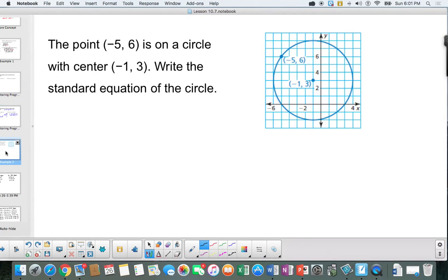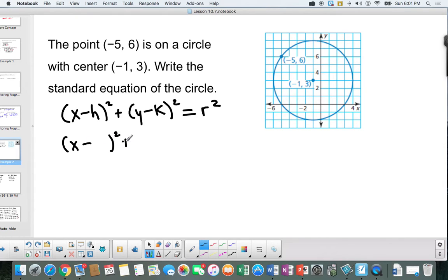All right, we have a point on the circle and a center, and we would like to write the standard equation. So we know that the standard equation is (x minus h) quantity squared plus (y minus k) quantity squared is equal to r squared. And right now, we do know our h and our k.